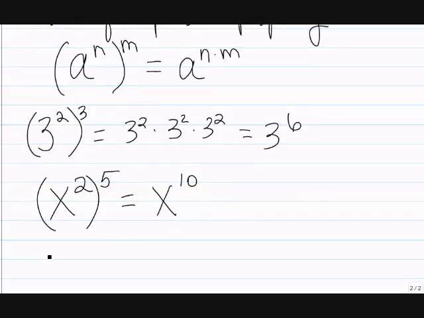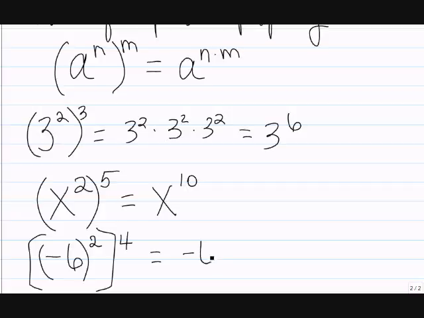I can do it with negatives. If I have negative 6 to the second power, all of that to the 4th power, that's negative 6, leave it in its parentheses, to the 2 times 4 is 8 power.